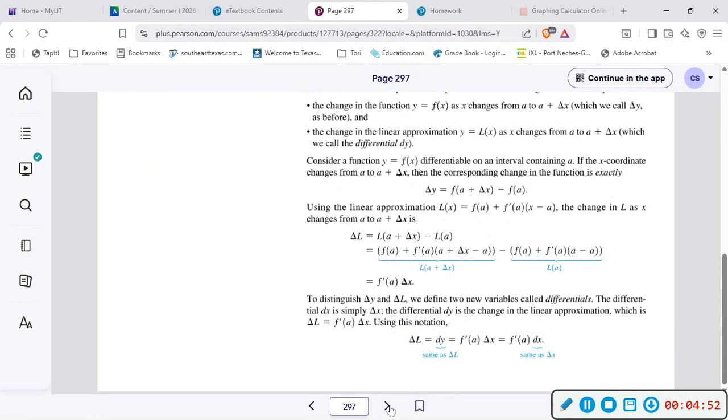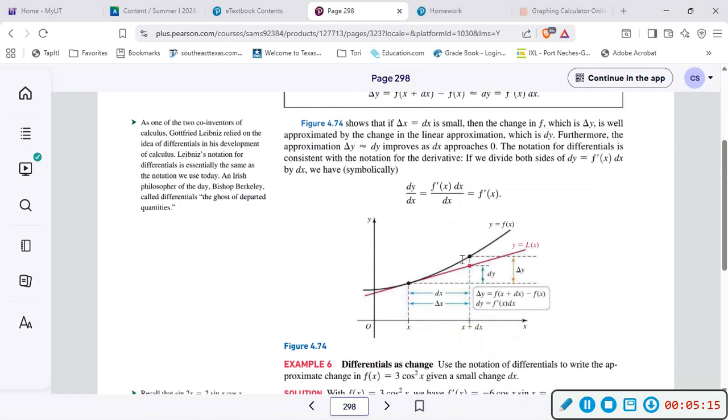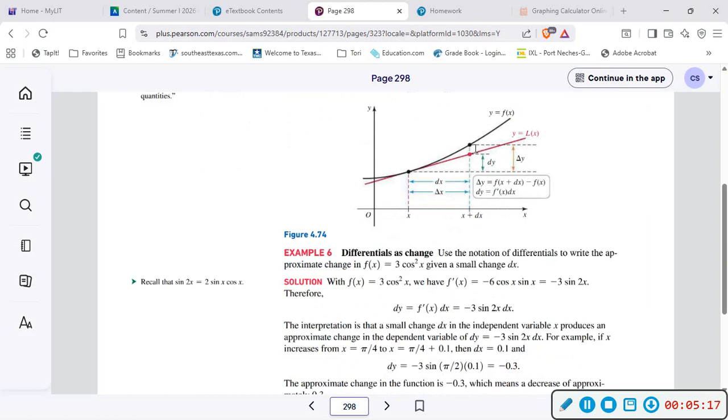All right, this is also called differentials, but again, it's just doing the same thing. They're just using different notations, dy and dx, but it looks the same as change in y equals slope times change in x. It is saying differentials. Again, you're seeing that same image. The distance between the two x values is dx, change in x. The distance between the two y values is dy, change in y.